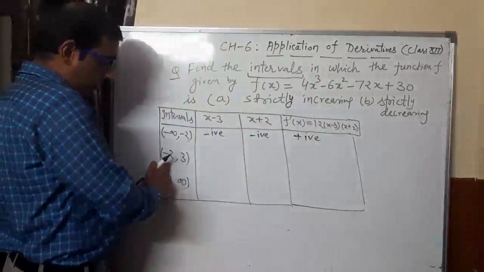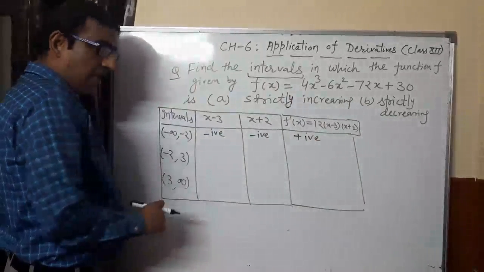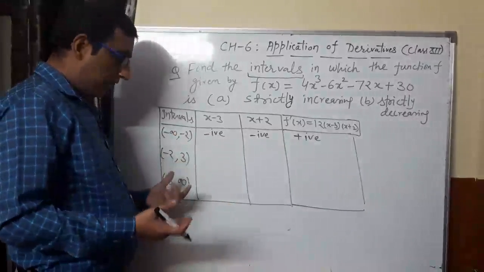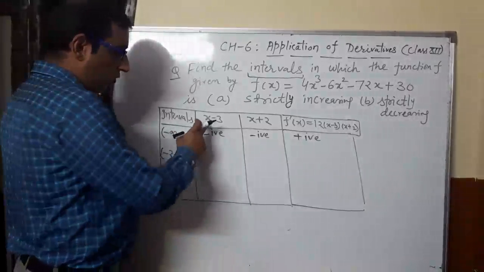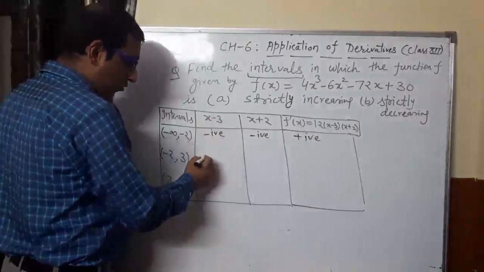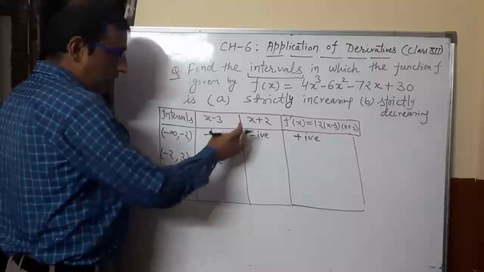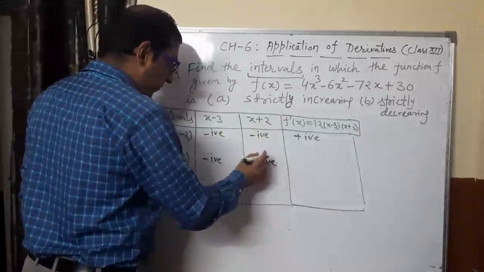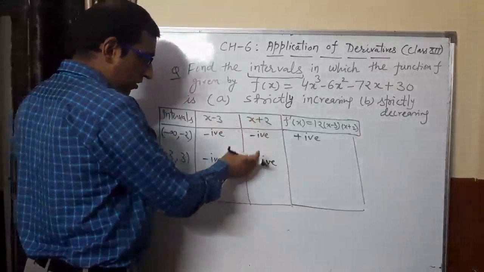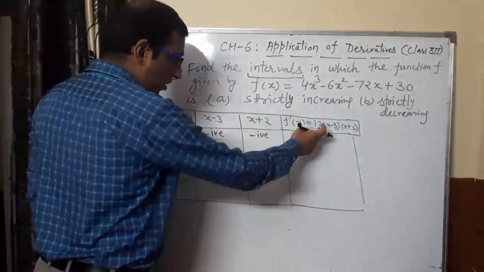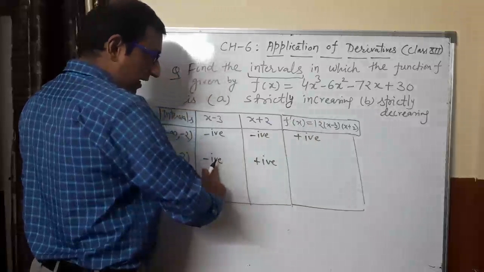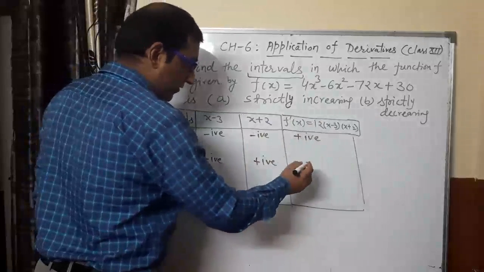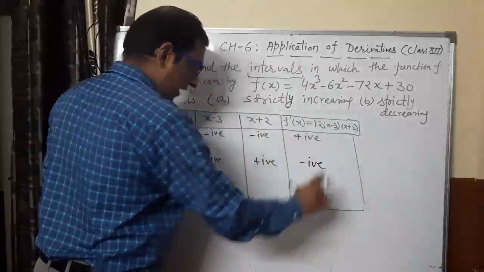Now I am taking one more value between minus 2 and 3. We can take minus 1 or 0 or 1 or 2 because it is an open interval. If I take plus 1, then 1 minus 3 becomes minus 2, which is negative, and 1 plus 2 is 3, which is positive. When we put the signs of x minus 3 and x plus 2 in f dash x, 12 multiplied by minus becomes minus 12, and minus 12 multiplied by positive becomes minus again. So we will get a minus sign here.